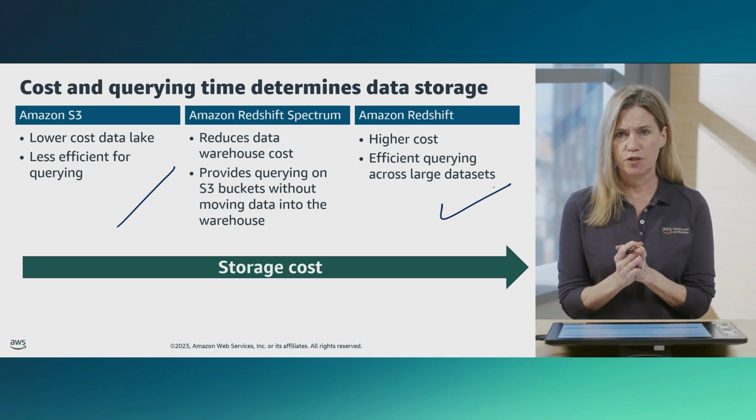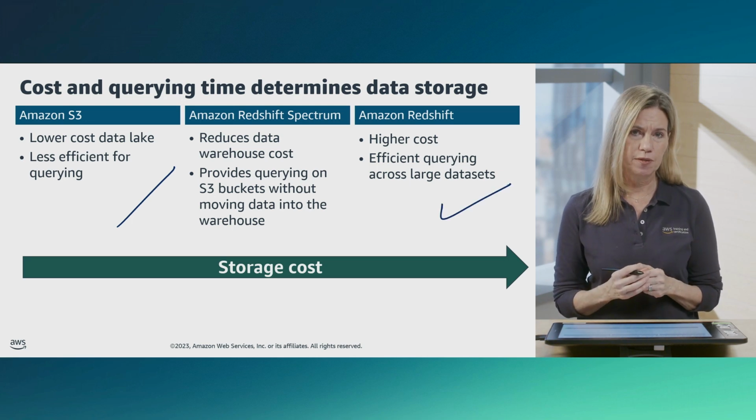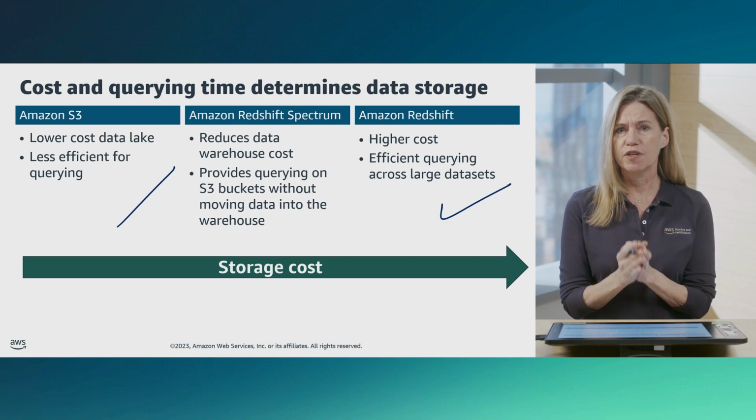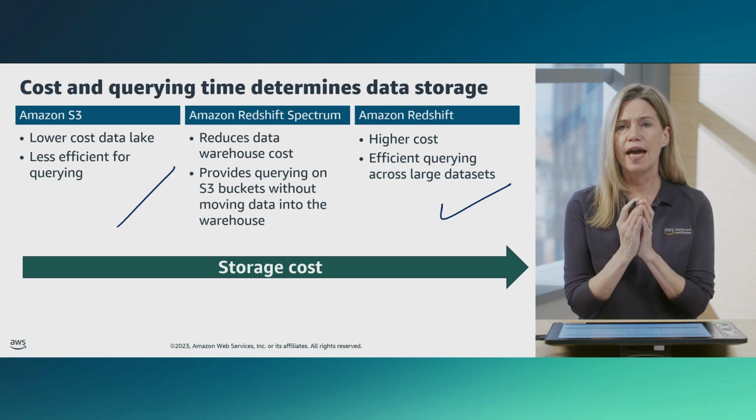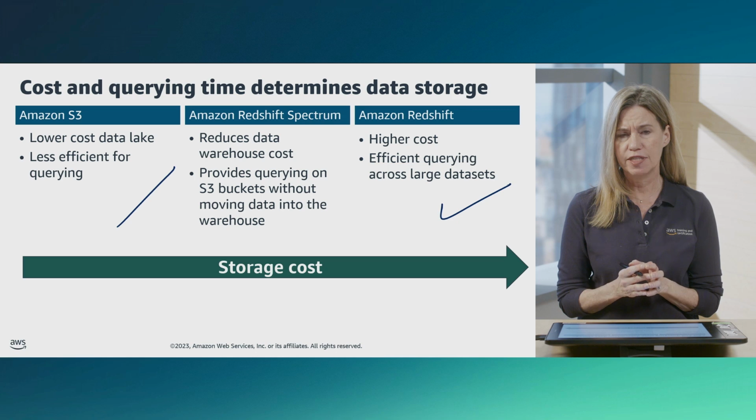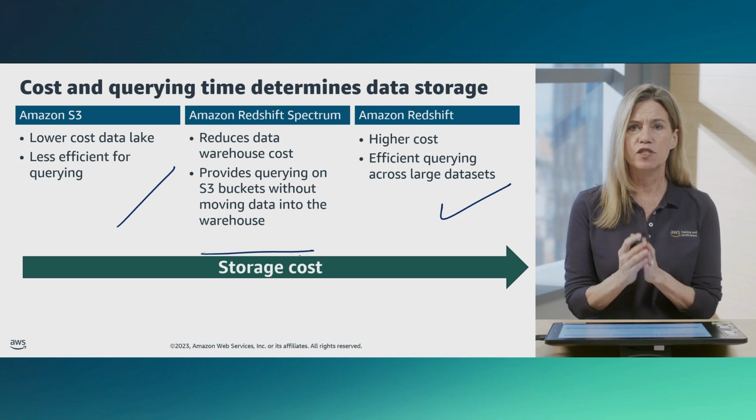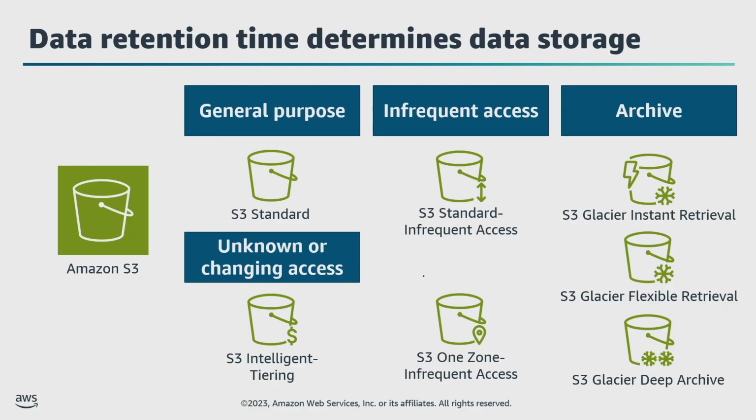Amazon Redshift Spectrum might give you the best of both worlds. You can use Redshift Spectrum to efficiently query S3 buckets without moving the data to Amazon Redshift, and the cost is less than storing data in the warehouse.